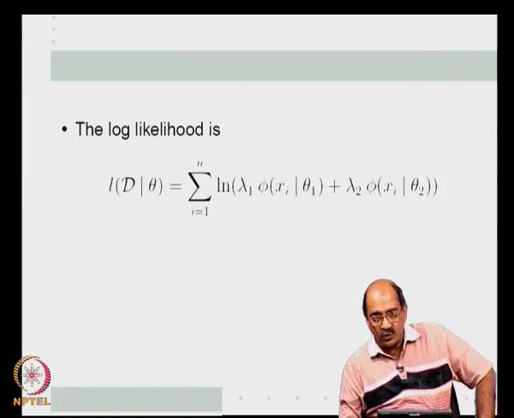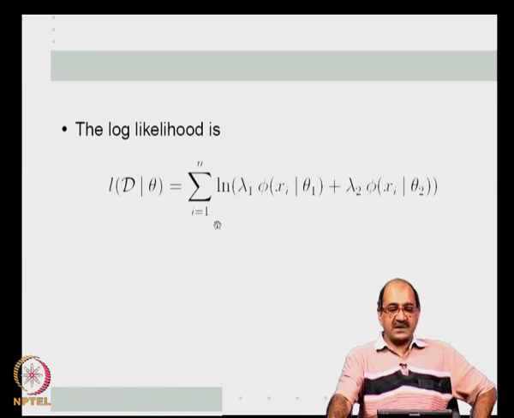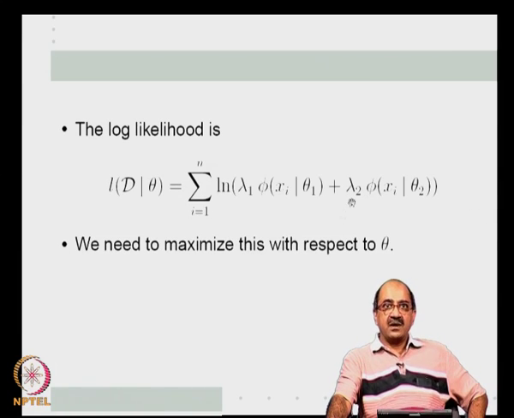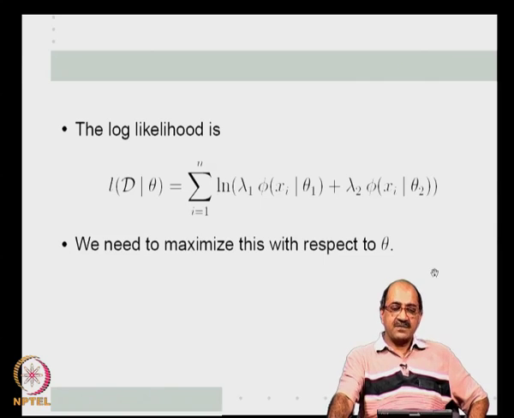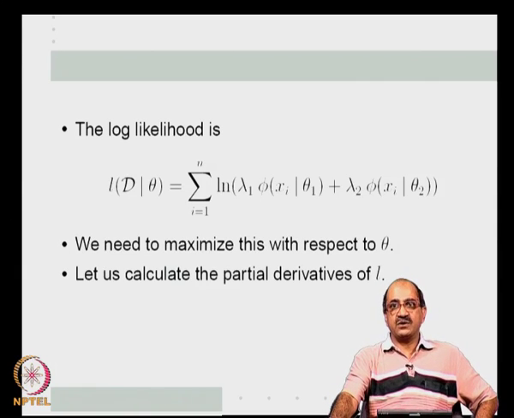What are the components of theta? Mu 1, mu 2, sigma 1, sigma 2, lambda 1, lambda 2. So, I have to differentiate this with respect to the components to maximize. To obtain the ML estimate of theta given this log likelihood, we have to maximize this with respect to theta. To maximize it, we have to calculate partial derivatives of L, equate them to 0 and see if we can solve for it.